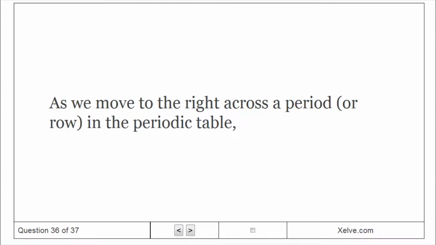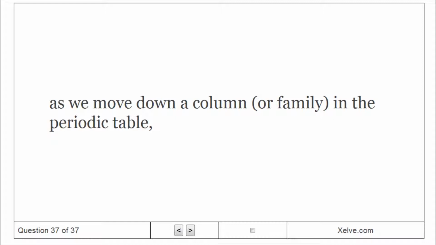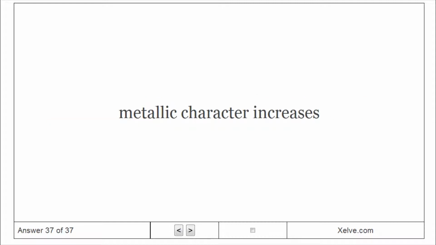As we move to the right across a period in the periodic table, metallic character decreases. As we move down a column in the periodic table, metallic character increases.